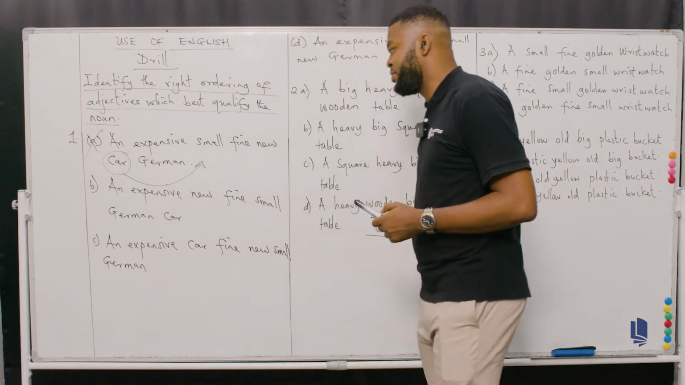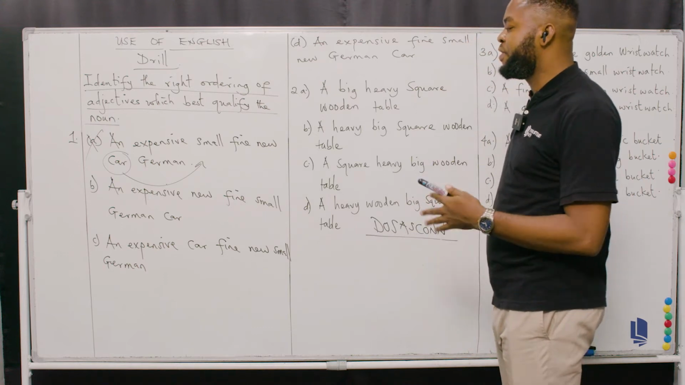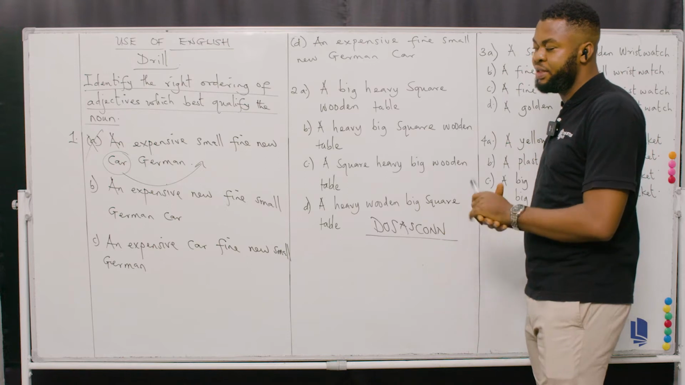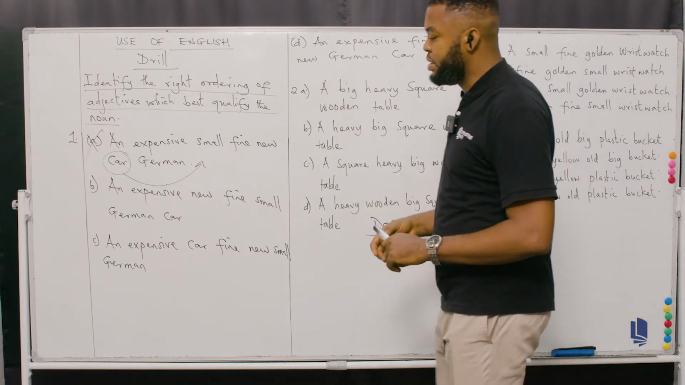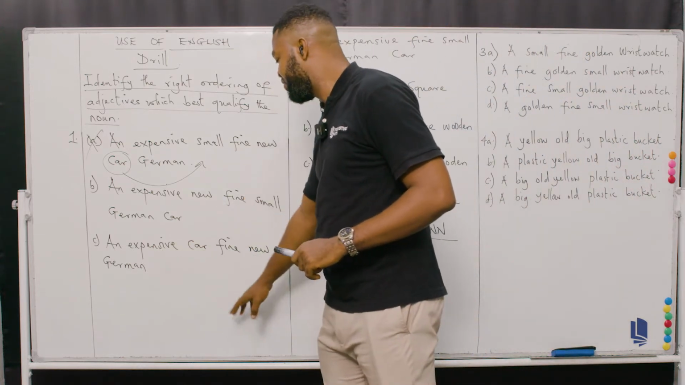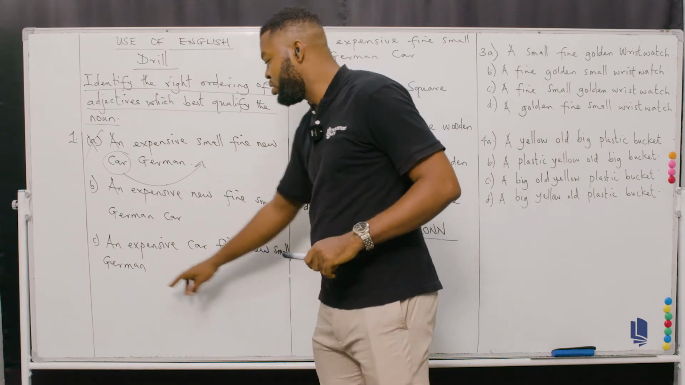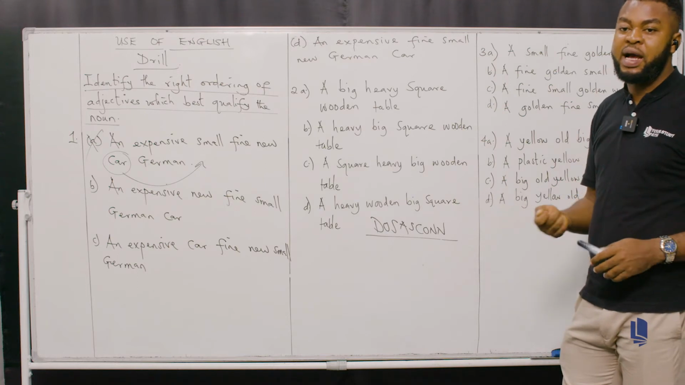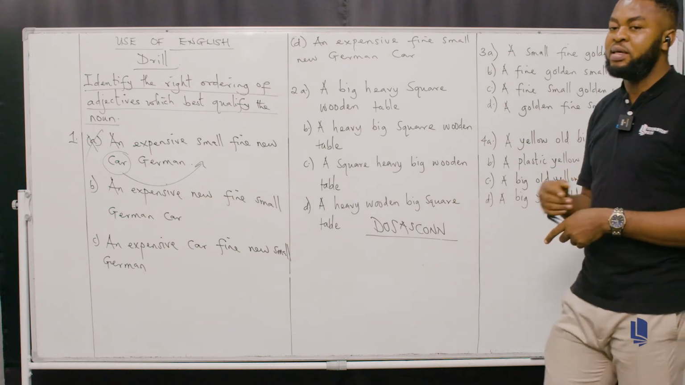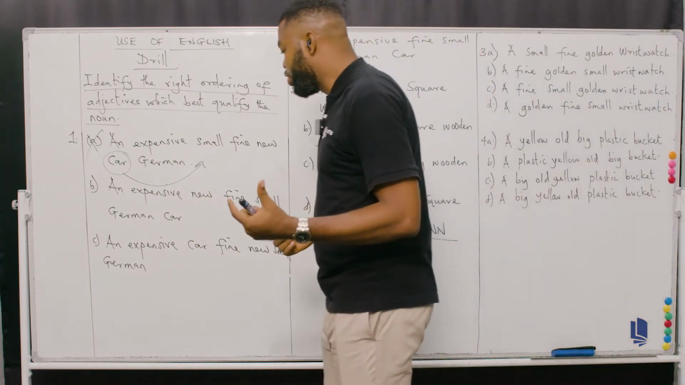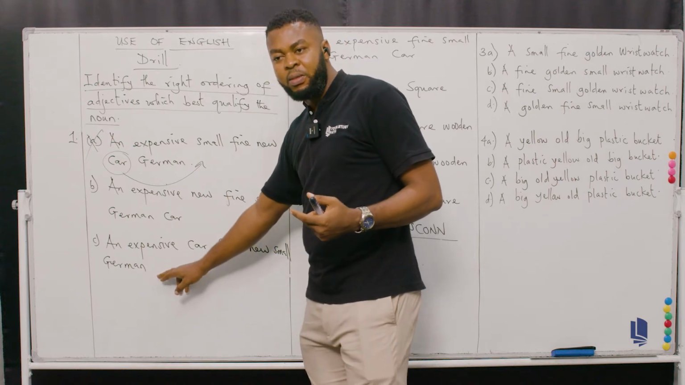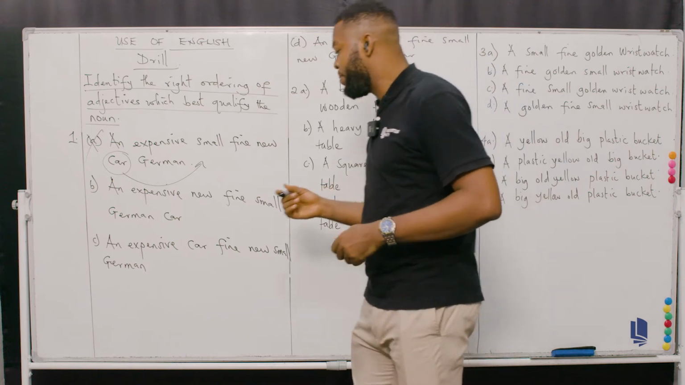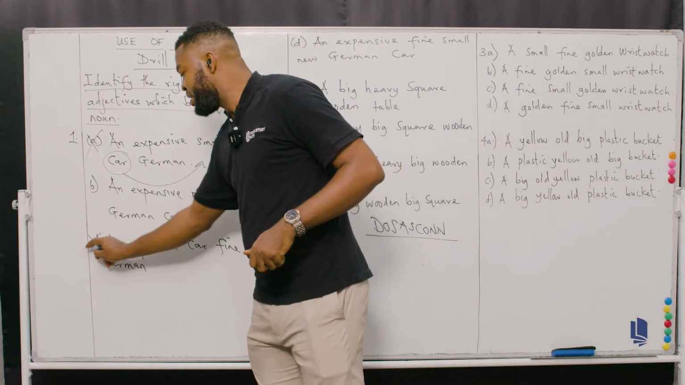So let's look at B. An expensive, new, fine, small German car. All right, you can retain that. Now look at C. An expensive car, fine, new, small German. The same thing I explained earlier on. The actual noun, which is car, is being repositioned. The main noun is supposed to be at the end of the sentence, but here it is being repositioned. Because of that, this option can never serve as the answer.